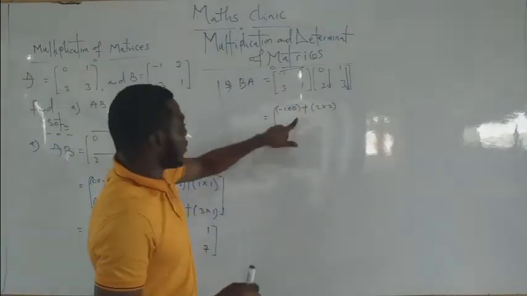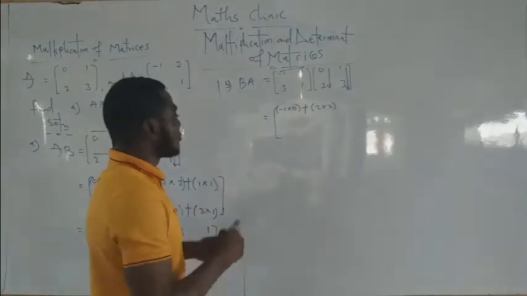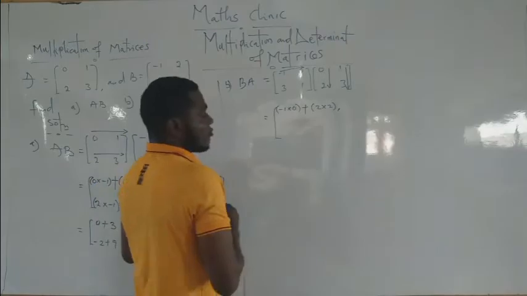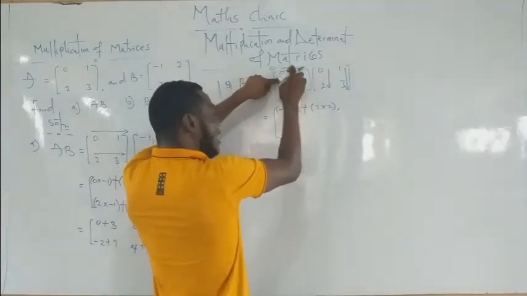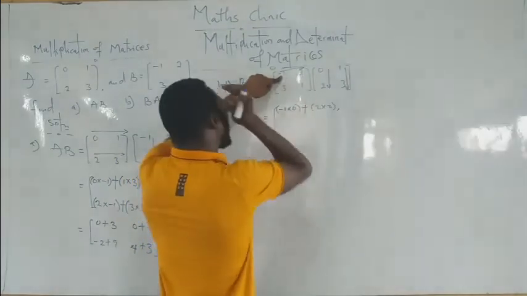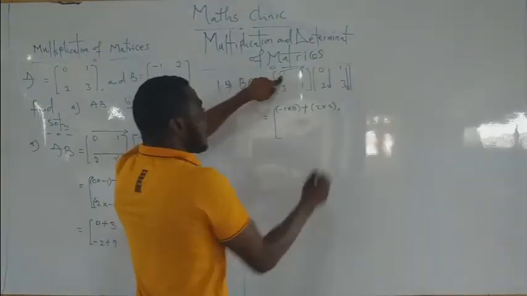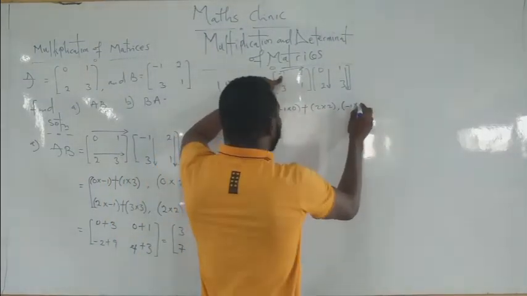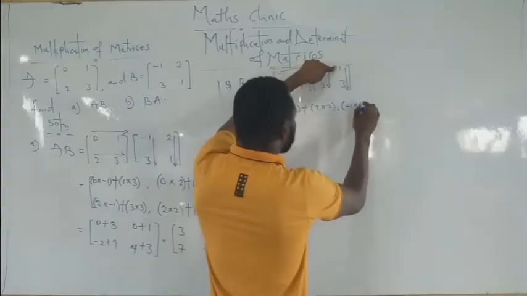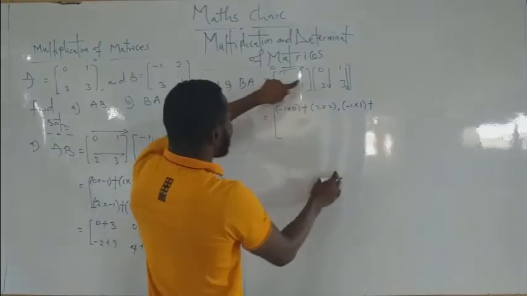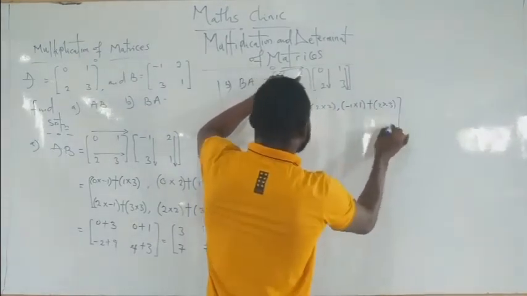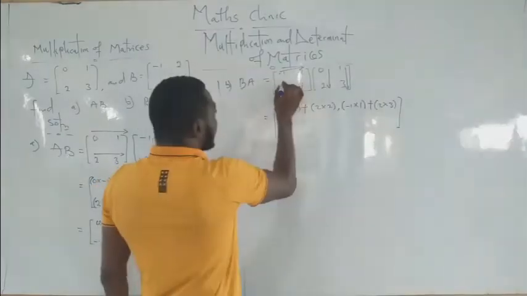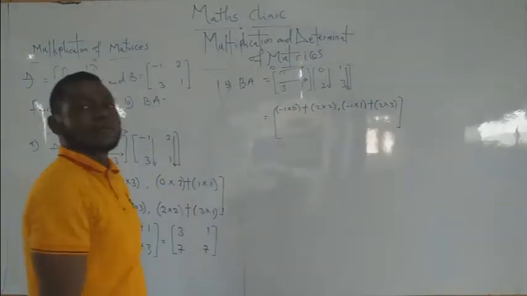Minus 1 times 0 plus 2 times 2, comma. You go back to that same row to multiply the second column, and that becomes minus 1 times 1 plus 2 times 3. Okay? So move to the second row.